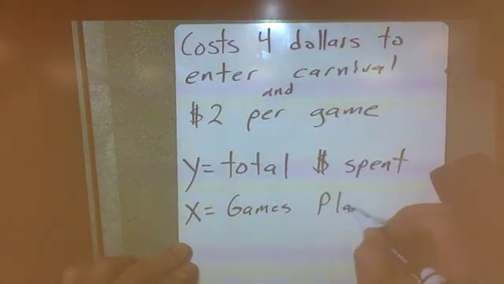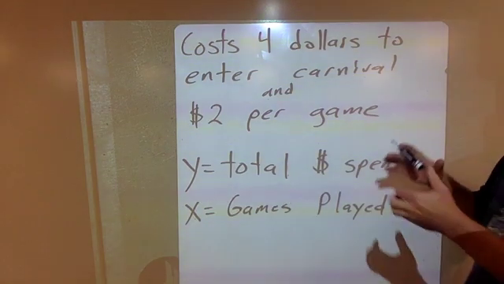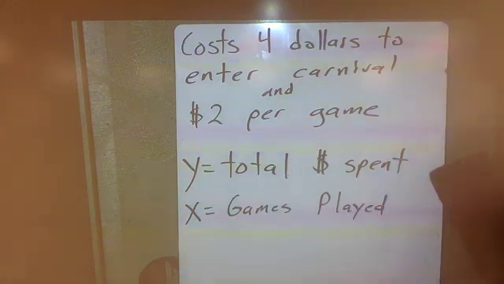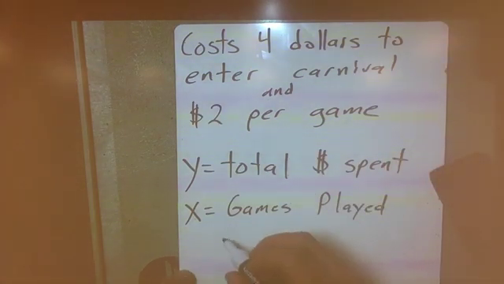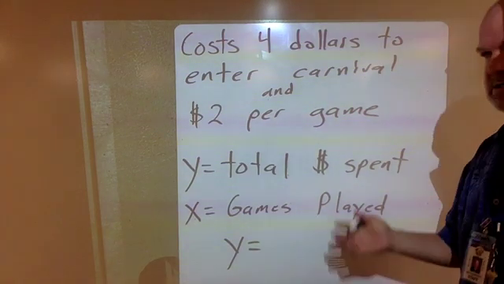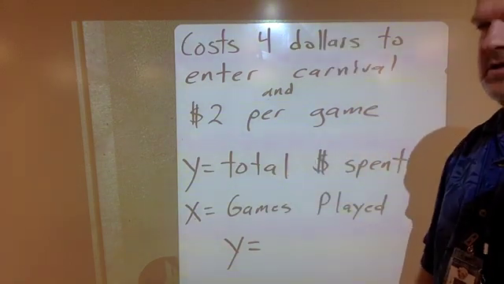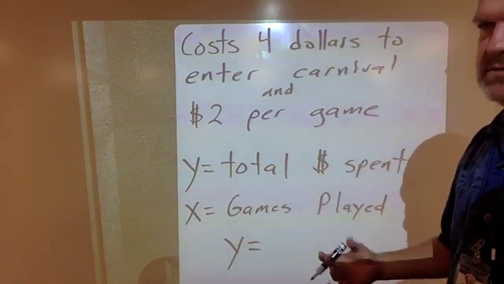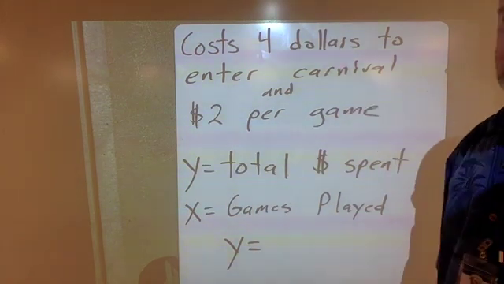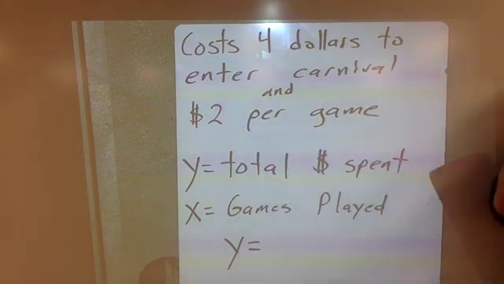Now, we want to know ultimately how much you spent that night, so y is going to equal some equation. So on the left-hand side, we're going to have y, the total amount you spent, is going to be equal to the amount of games you played times 2, because it's $2 per game, plus the $4 it cost you to get in, right? If you played 3 games, that's $6 in games. 3 times 2, plus the $4 it costs you to get in there. 6 plus 4 is 10. So that's our equation. I just talked it out.